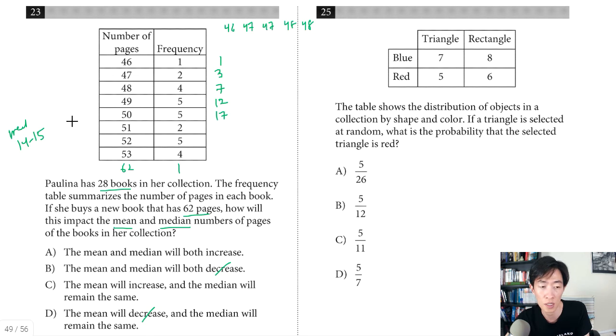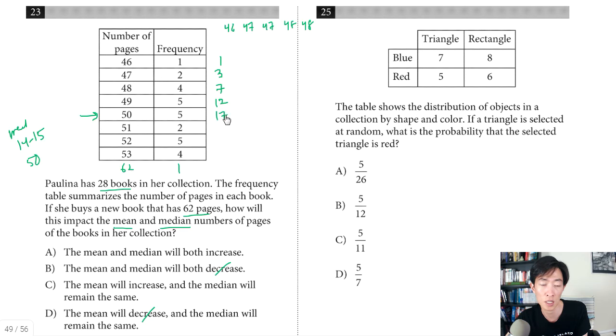So that tells us that 50 is going to be the median, because if the median is between 14 and 15, the 14th and 15th element is going to be one of the 50s. What happens when we add 1 to the book? Well, the total number of books goes from 28 to 29, and the middle value in 29 is going to be the 15th book. So is the median going to change?